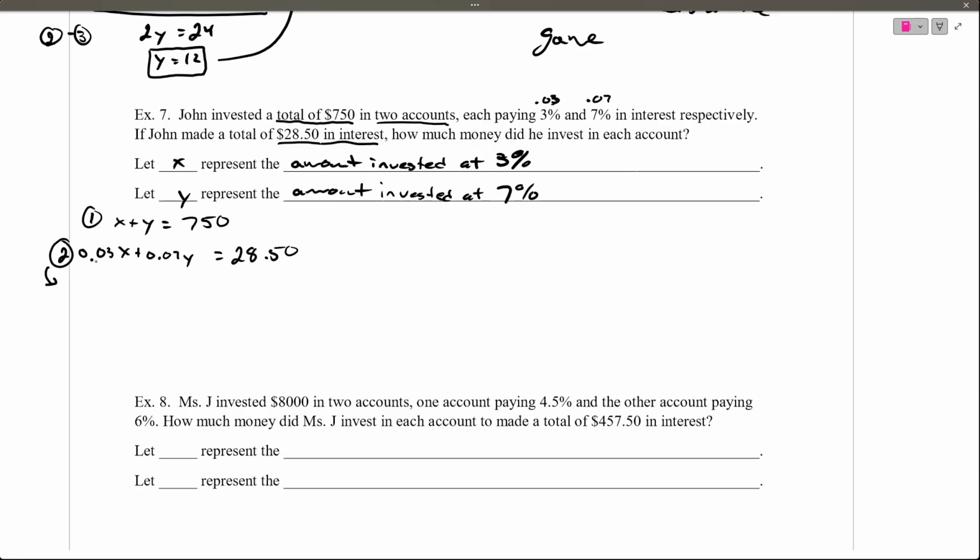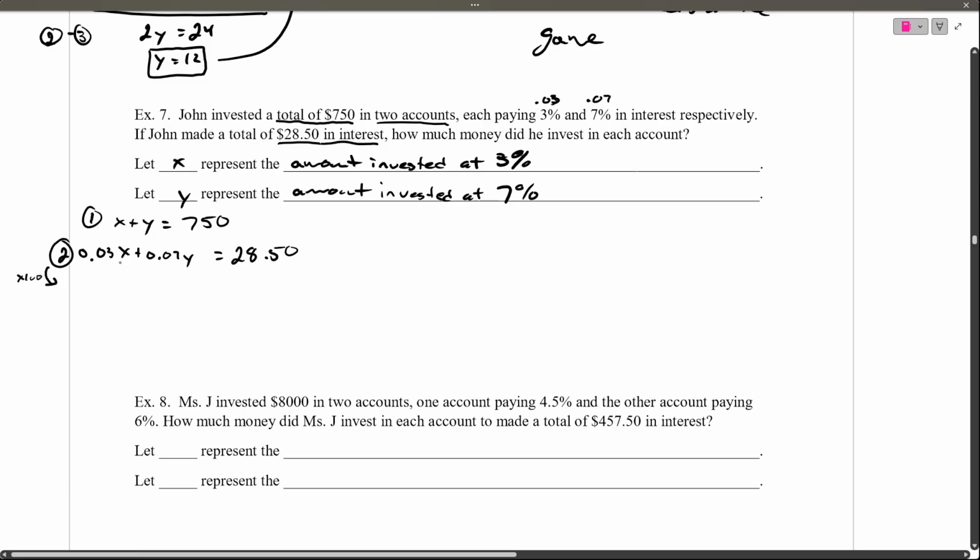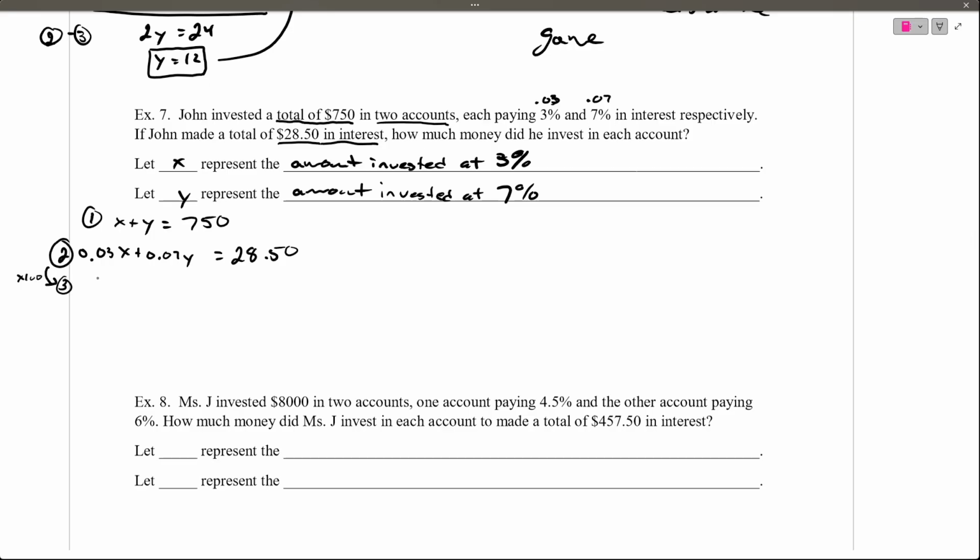Now to get rid of these decimals, we need to shift that decimal place a couple times. We're going to shift it twice, which means we need to multiply this entire equation by 100. Whoa, okay. So 0.03 times 100 is just 3. This is equation 3, by the way. So 3x plus 0.07 times 100 is just 7y. And now 28.50 times 100, we got to move that decimal place twice, is $2,850.